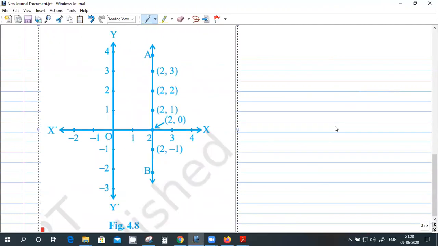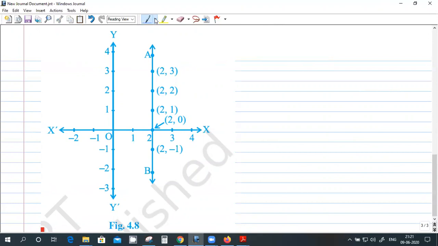Now I want to draw a horizontal line. Should I write or will you send? Yeah, I will send after the class. Okay. So if you take a horizontal line to A, then y will be 1.